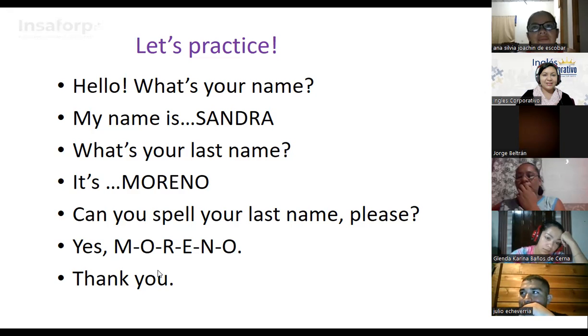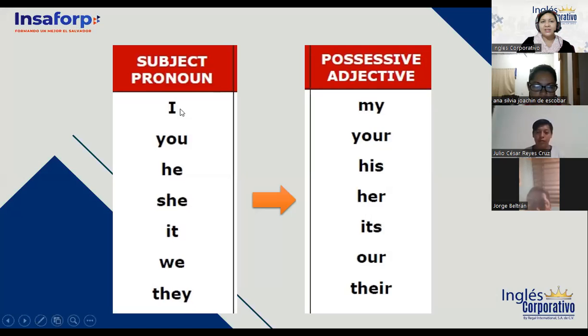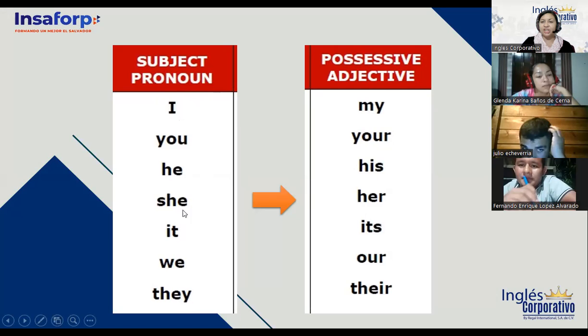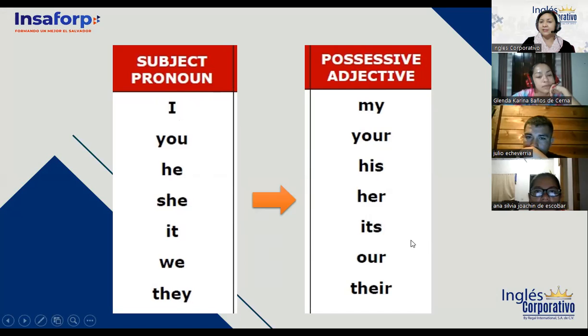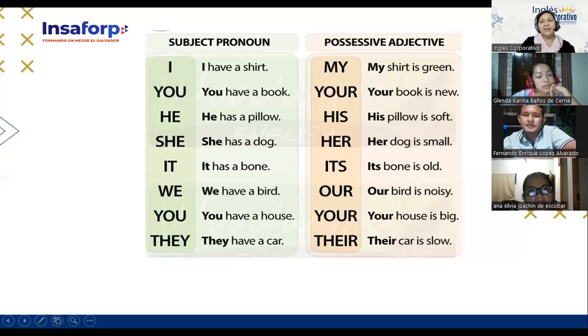Now, guys, we are going to continue with this topic of the possessive adjectives. Remember that. What is the possessive of I? It's my. You, your. He, his. She, her. It, its. We, our. They, their. Excellent.